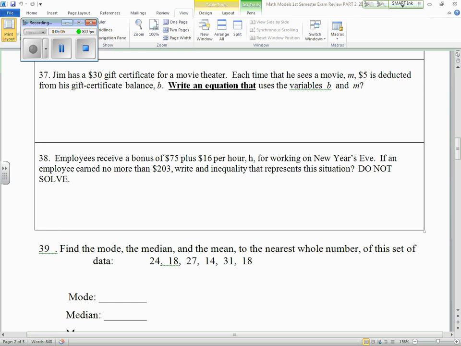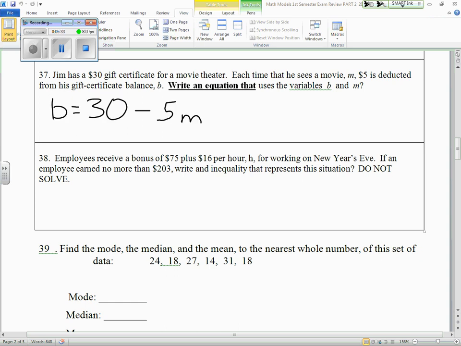All right, Jim has a $30 gift certificate to a movie theater. If he wants to see a movie, $5 is deducted for every movie. Okay? His gift certificate has a balance of B. So if we want to write an equation that uses variables B and M, what would we write?